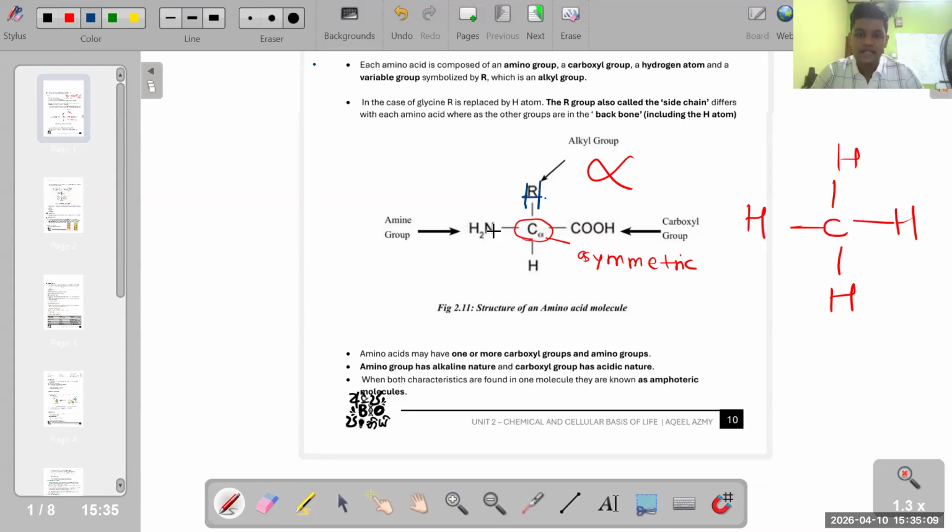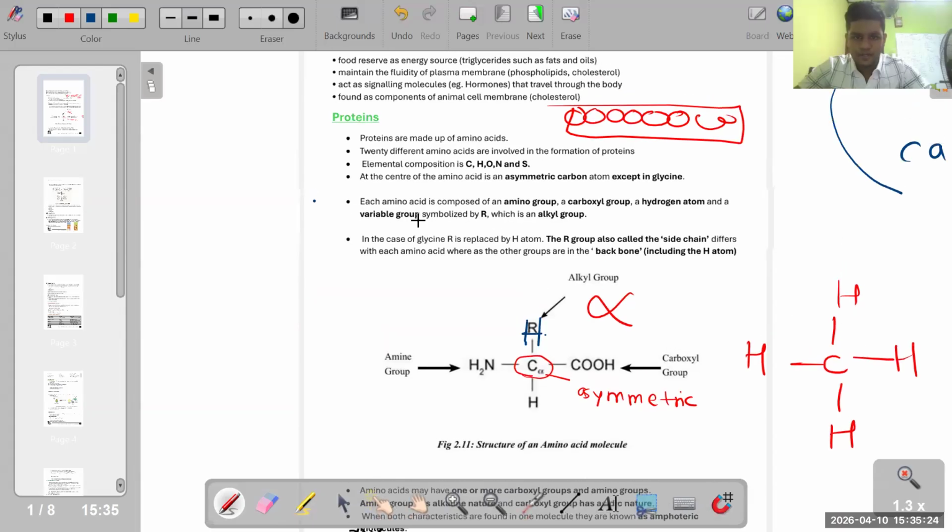What are the two groups? Hydrogen. So two hydrogens are present. For a carbon to be asymmetric, all groups attached should be non-identical to each other, which means they should be unique, right? They should be different groups. I hope that's clear. Let's go to the next point.